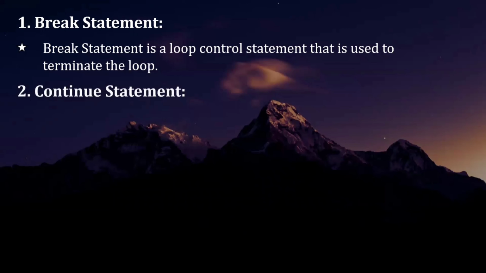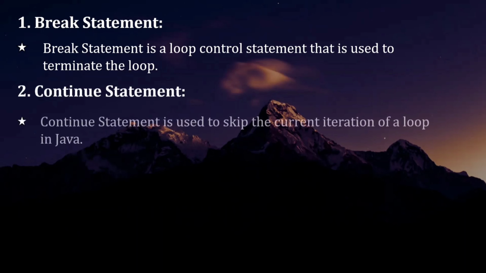Now we'll learn about the continue statement. The Java continue statement is used to skip the current iteration of a loop. In simple words, the continue statement stops one iteration in a loop and continues to the next iteration. This statement is used only within looping statements. When the continue statement is encountered, it skips the current iteration and the next iteration starts. The remaining statements in the loop are skipped, and the execution starts from the top of the loop again.